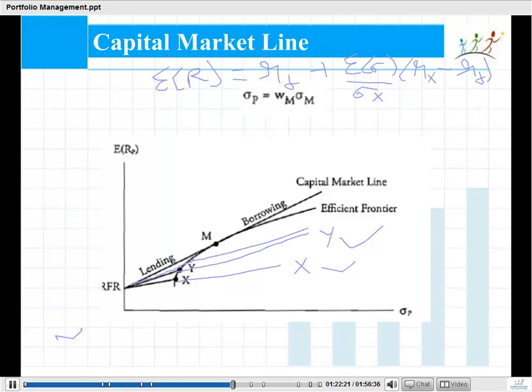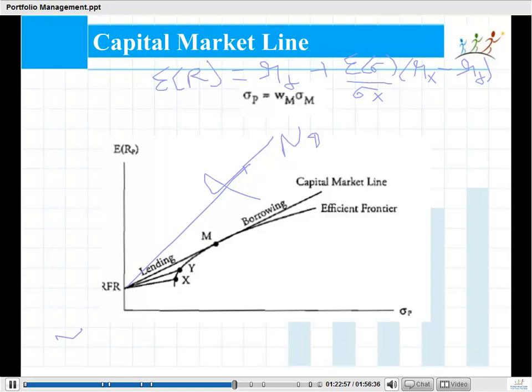Is it possible for me to go above this? Is it possible for me to draw a line above the line passing through portfolio M? Can I create this kind of a risk return profile? No, I cannot, because there is no portfolio available. At best, I can keep going up, but I will stop at portfolio M because there is no other portfolio available for me to go even higher. So this line cannot be constructed because there is no risky portfolio available.